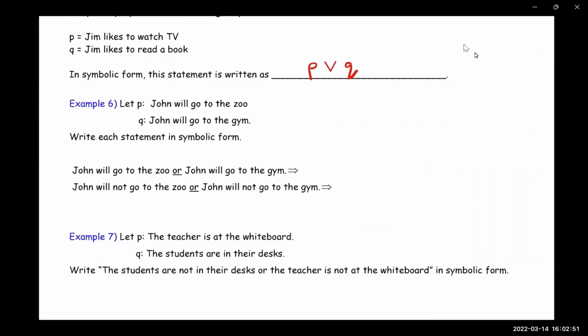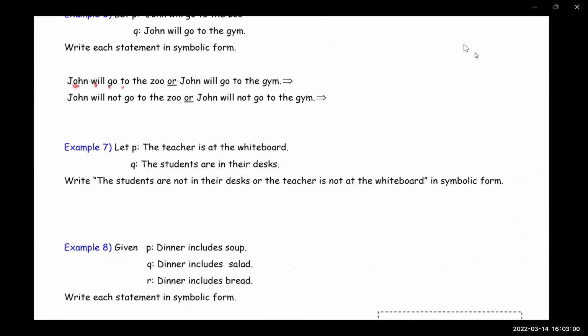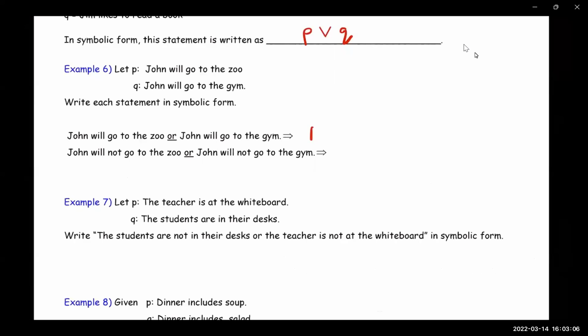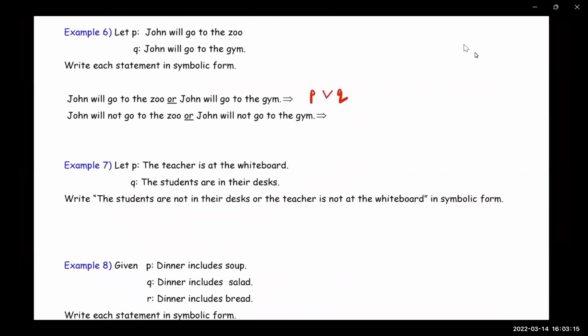Let's look at example number 6. Let P be John will go to the zoo. Q will be John will go to the gym. Write each statement in symbolic form. So how would you write John will go to the zoo or John will go to the gym? P, V, Q. I guess we already did that one. Yeah, it's the same one. This one will be squiggly line P, V, squiggly line Q. This one, they're both negated. The P is negated, and the Q is also negated because they both say not.